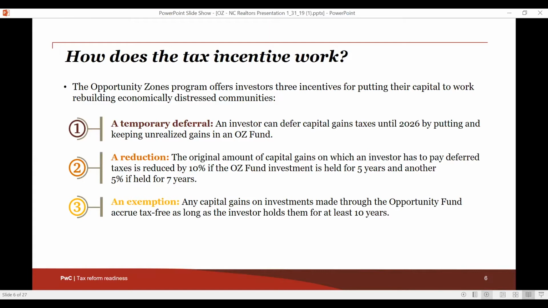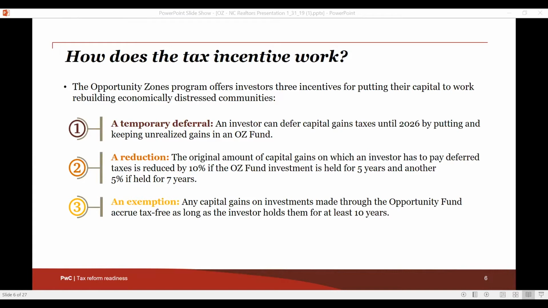This truly is an investor incentive program that is aiming to promote certain investments in certain economically distressed areas. So what does the program offer? The program offers taxpayers 3 incentives. First, it allows a taxpayer to defer paying tax on a current capital gain until 2026.